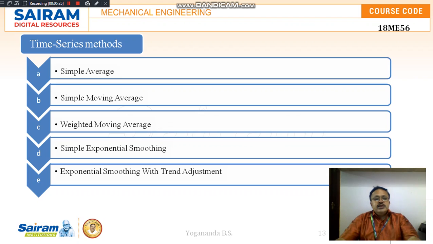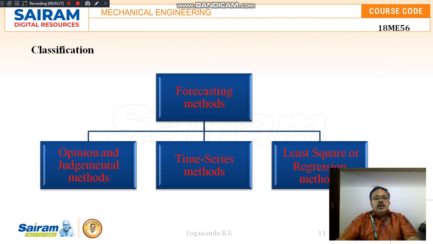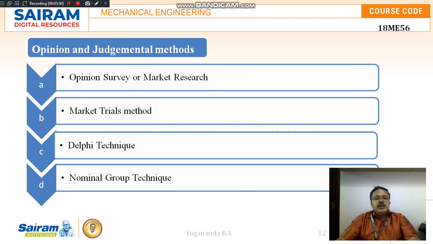When it is asked to mention the various methods of forecasting, this classification has to be shown. Opinion and judgmental methods, time series methods, and least square or regression methods, each consisting of sub-methods under these headings. We'll see them one by one.